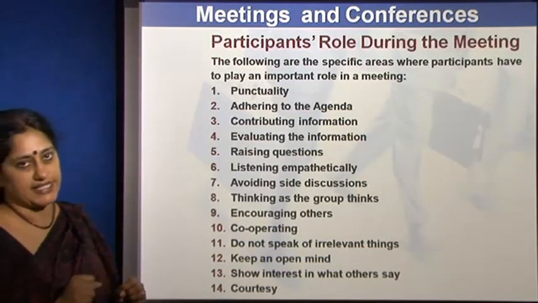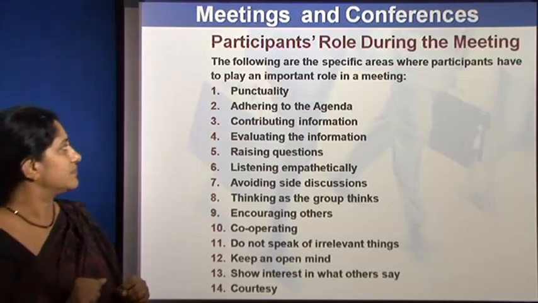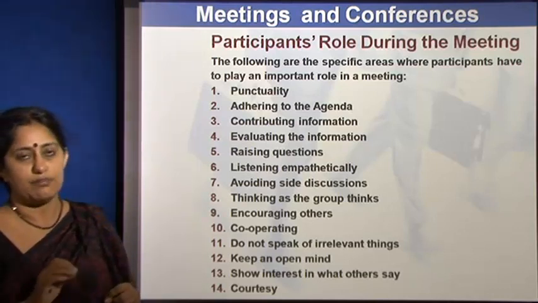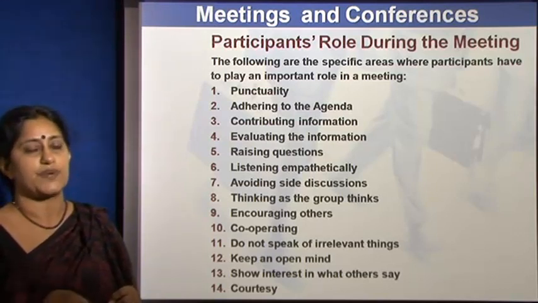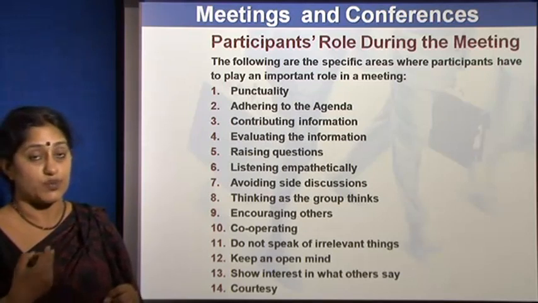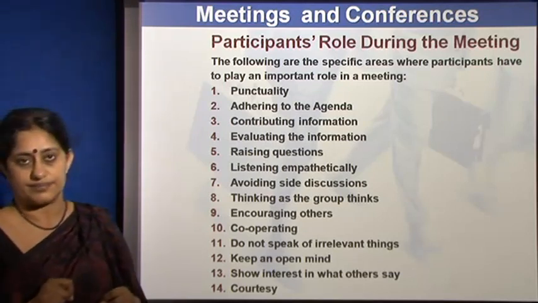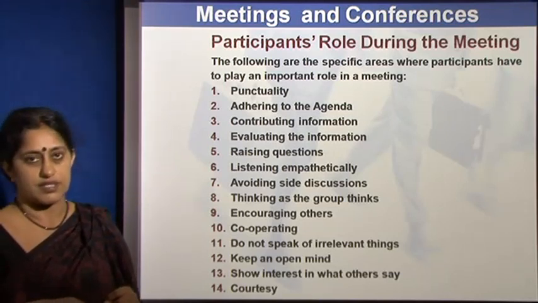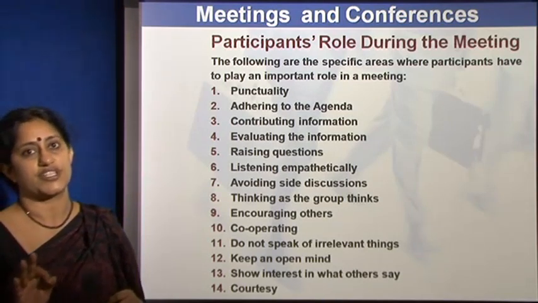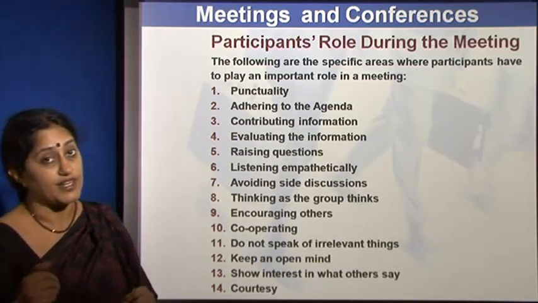Participants' role during the meeting. How should one participate in a meeting? Punctuality. One must be punctual, that is giving respect for the meeting that has been called. That is one way of showing active participation. Adhering to the agenda. One must not be the reason for deviating from the agenda, though one may want to say a lot of things when we find the right kind of people in front of us.